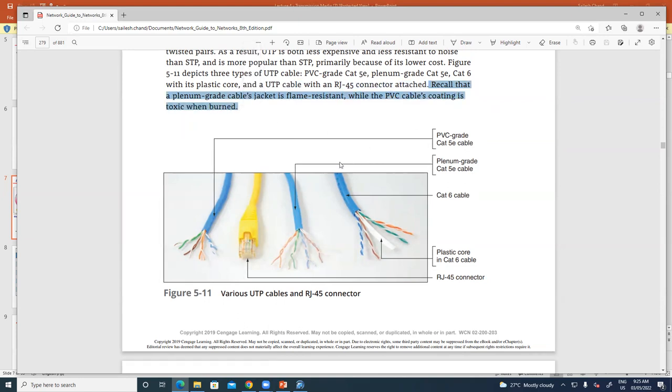It is normally said that if you are laying cables in ceilings specifically, then use plenum grade cables. So that in case there is a fire or something, those cables will not produce toxic gas. Toxic gas, of course, is harmful for the environment.